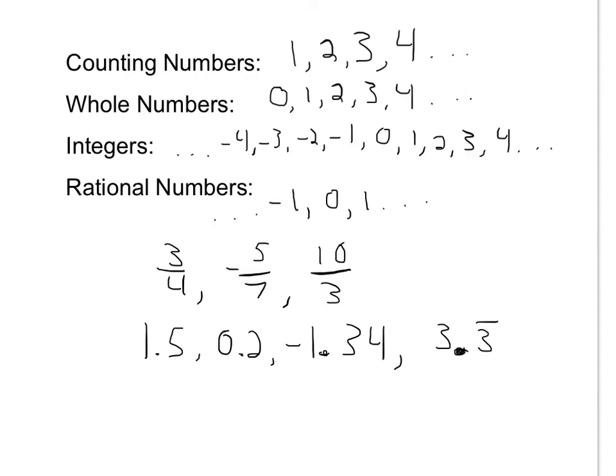Pi would not be included because pi is a decimal that goes on and on forever but never repeats. So that would not be a rational number. We will talk about those kinds later. Okay, so there are your examples. Make sure you have those in your notes because you'll want to know what all those words mean.